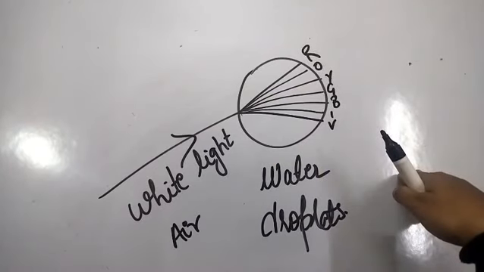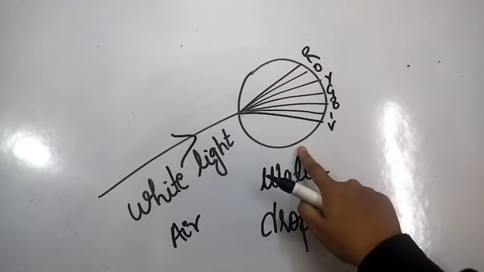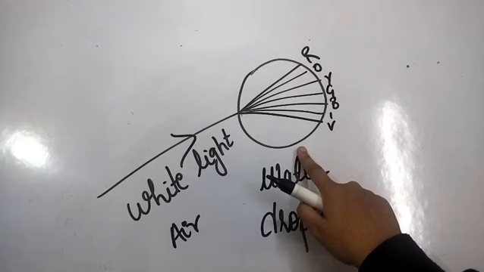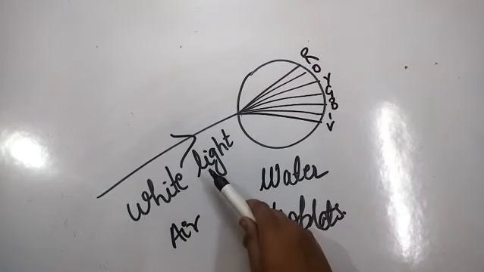This is basically a schematic diagram of the formation of a rainbow. These are the water droplets. These water droplets will play the role of a glass prism. Now what happens in the formation of a rainbow? This is the white light, and the source of white light is the sun.